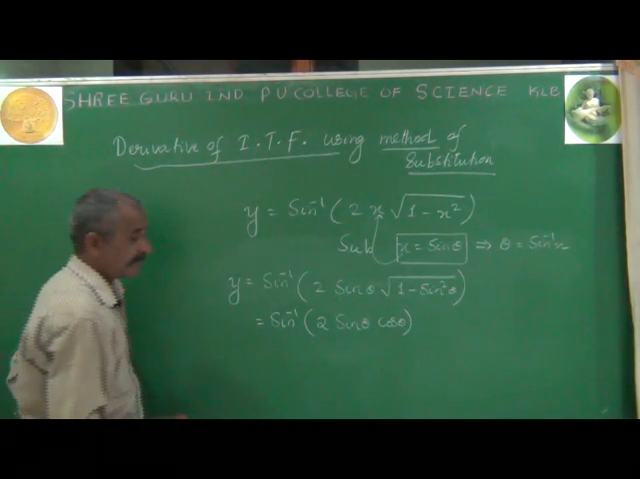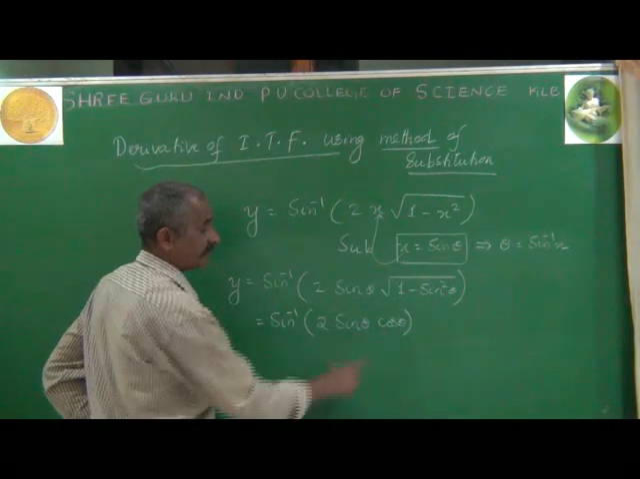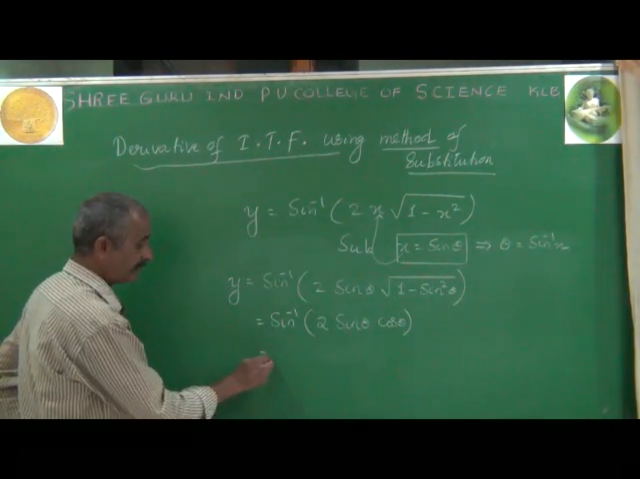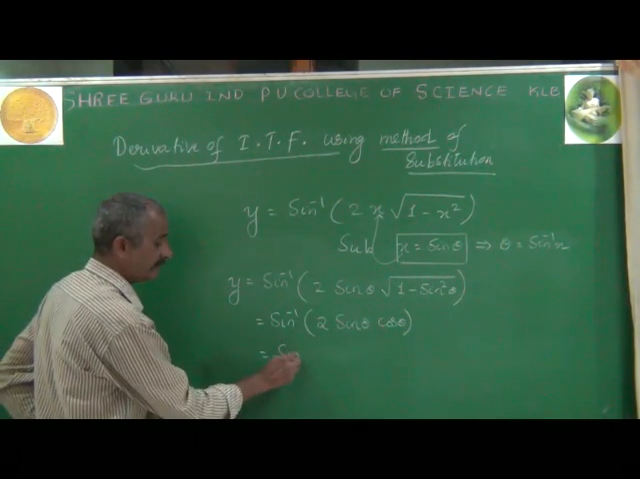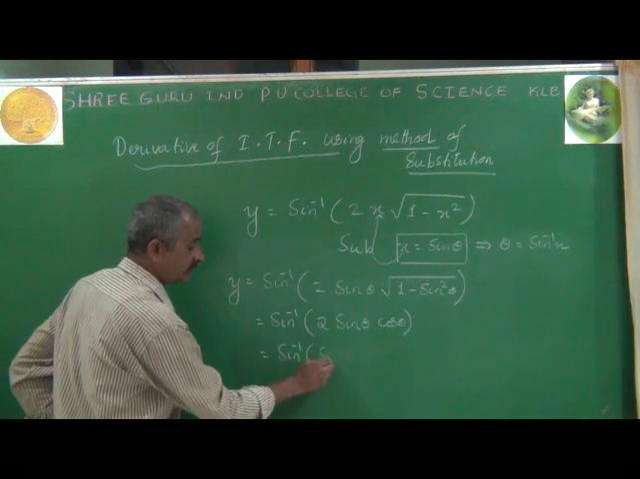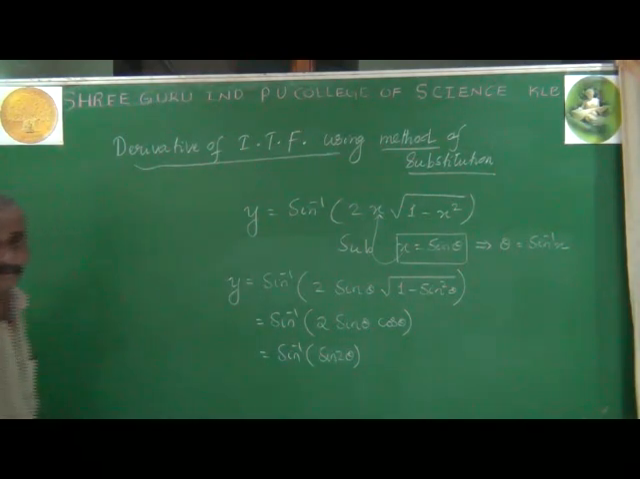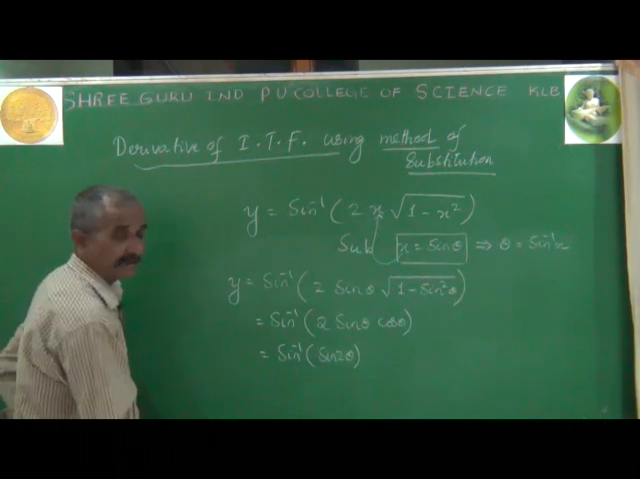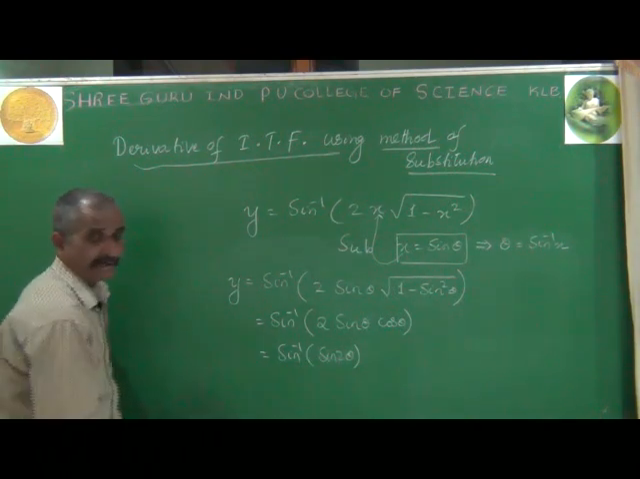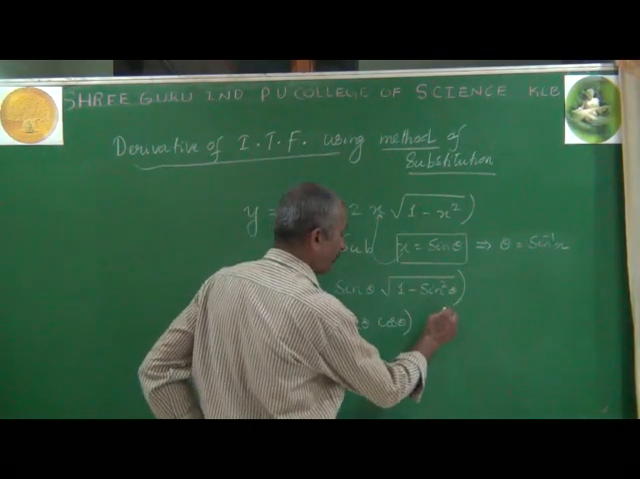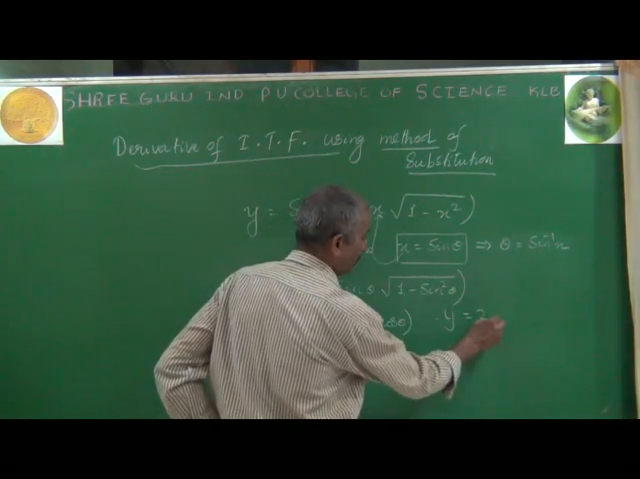Now again from trigonometry, 2 sine theta cos theta is a standard formula for sine 2 theta, so that is sine inverse of sine 2 theta. Further, by definitions, or by standard formulas of inverse trigonometrical functions, sine inverse of sine angle is the angle, hence y becomes just 2 theta.